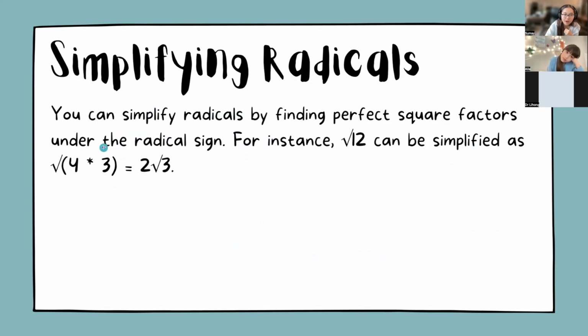All right, now there is the concept of simplifying radicals. You can simplify radicals by finding perfect square factors under the radical sign. For instance, the square root of 12 can be simplified as the square root of 4 times 3, and the square root of 4 is 2, and then 3 cannot be simplified any further.